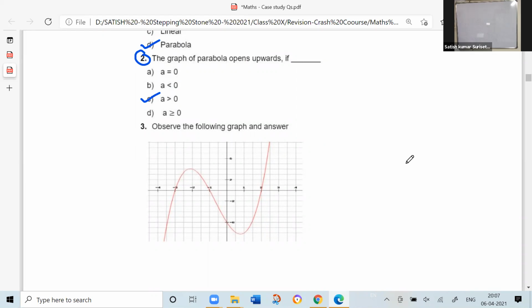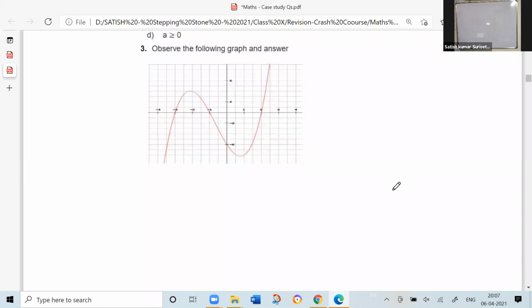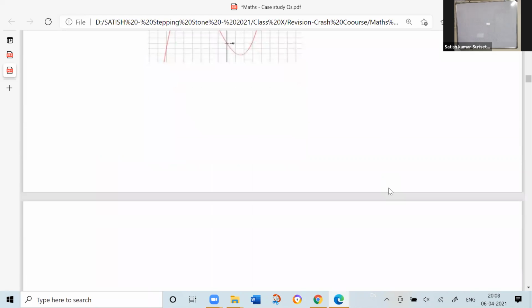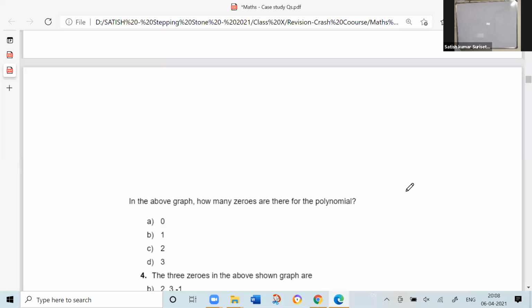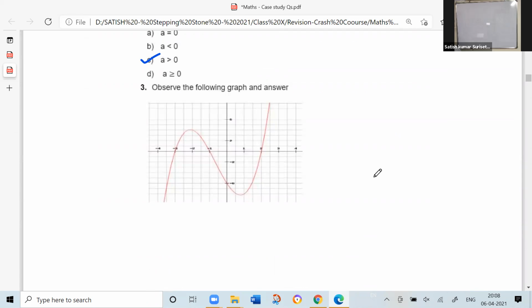Now observe the third one. Observe the following graph. I'll show you the options. So in the above graph, how many zeros are there for the polynomial? Sir, option D. Correct. Now, have you remembered from the graph, the 3 zeros in the above shown graph are? Shall I show you the graph once again? Check now. You can zoom it also.